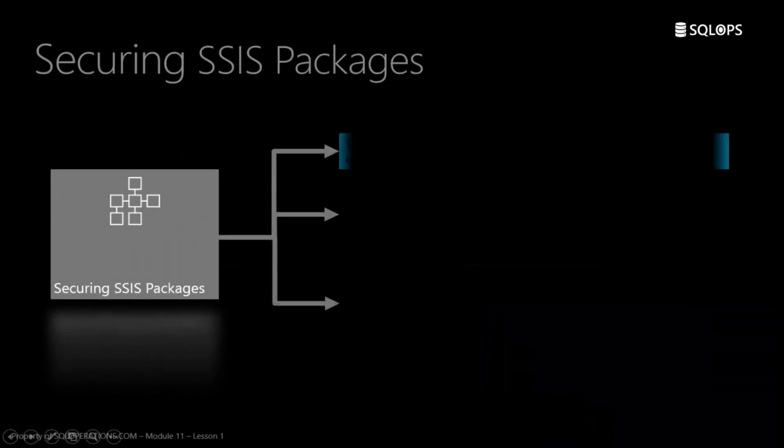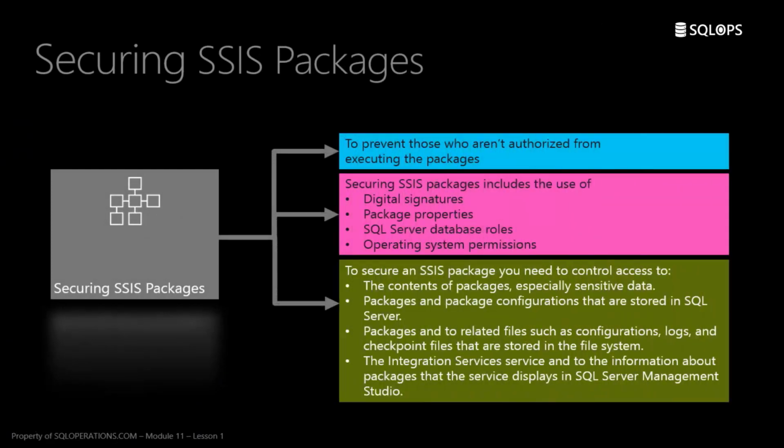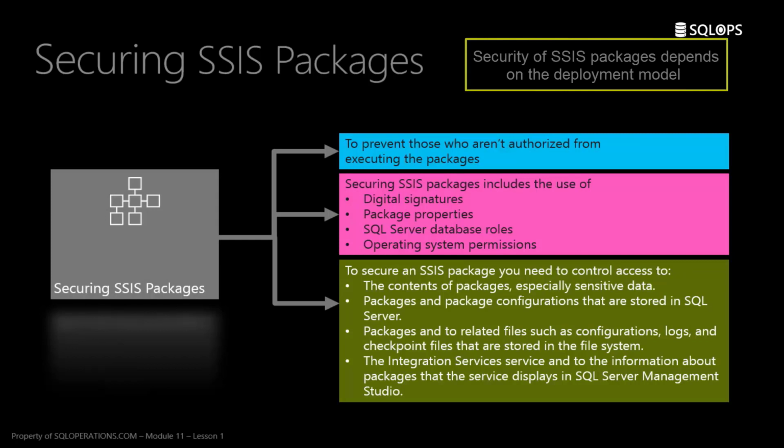Once you deploy your packages, you do not want people who don't have authorization to execute these packages. That's the main focus of this lesson. The way you lock down your packages depends on the deployment model. In the package deployment model, the easiest security model is when you deploy to the MSDB database. When you deploy your packages with the project deployment model, security is easy and more robust.